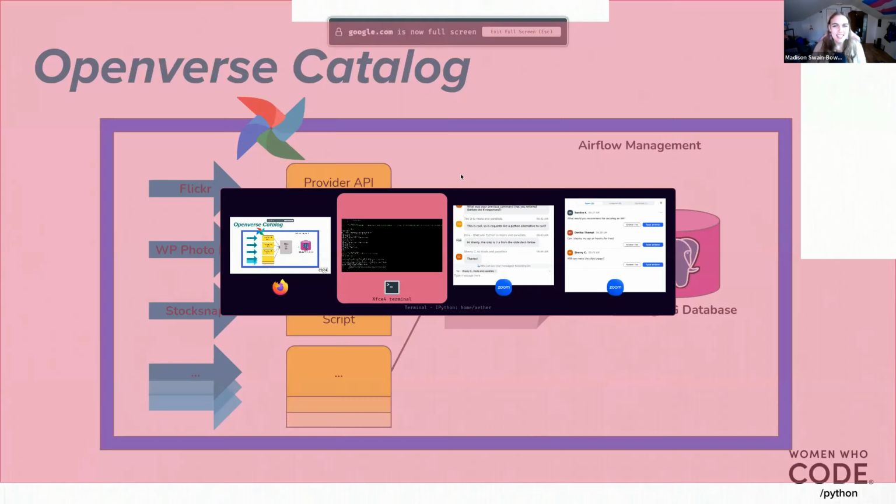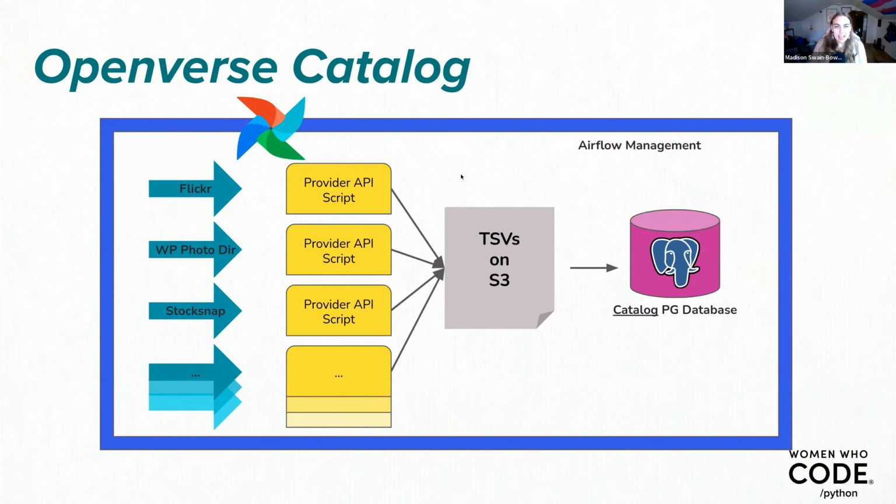Okay, there we go. You can see on the left, we have Flickr is a huge provider of ours. We have the WordPress photo directory. We have a service called StockSnap. All of those are services that have APIs that we then go and pull data from and convert it into data in our database. So we have a bunch of different unique scripts for interacting with each API that pull the data from that API, convert it into the format that we use, and then store it in our database.